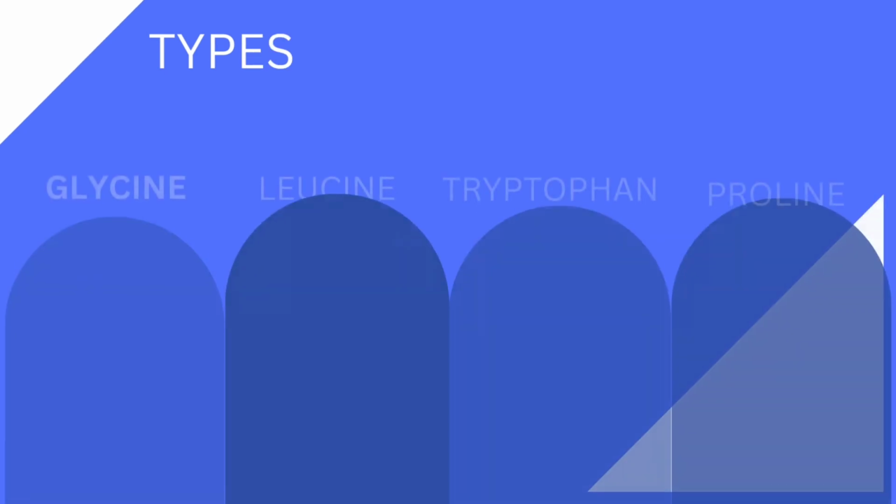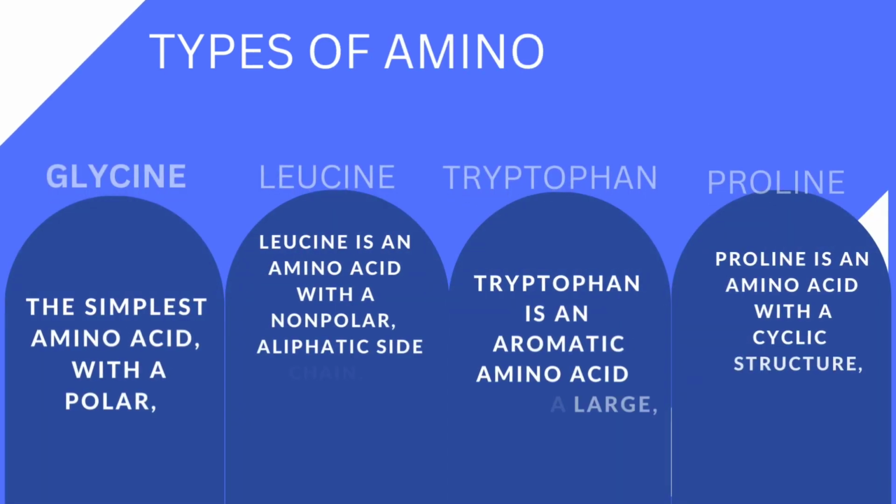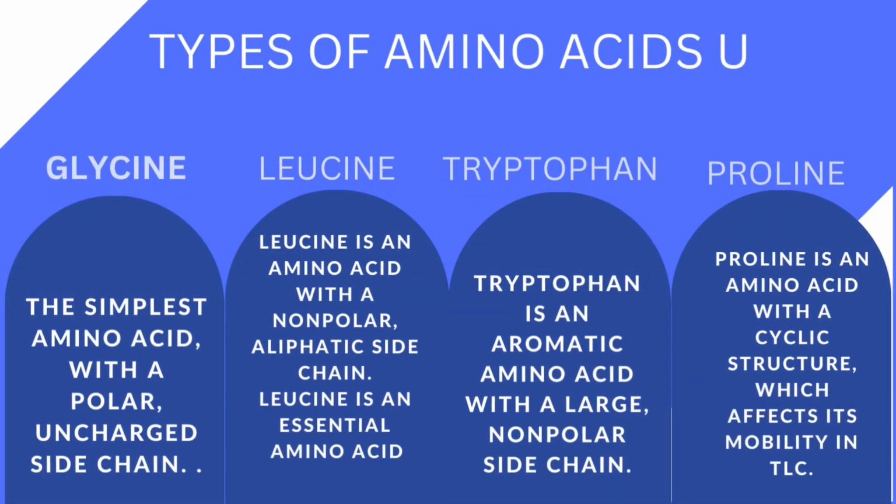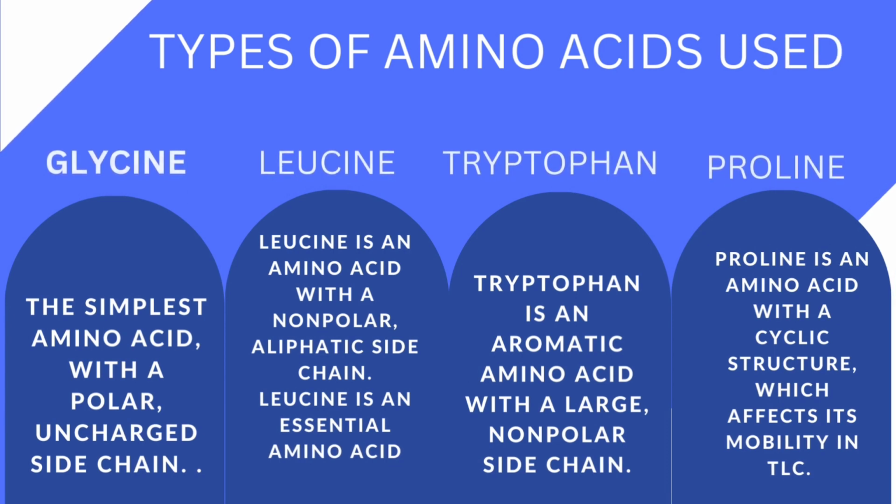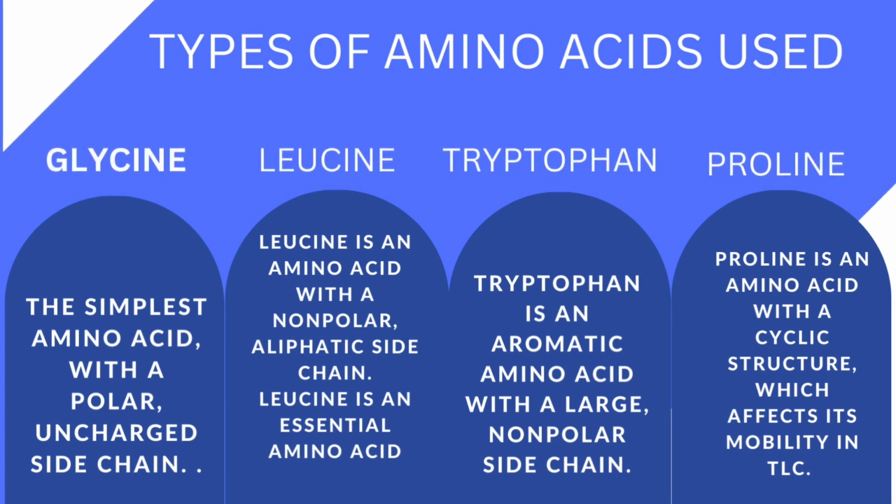Here in this experiment, we will be using four types of amino acids, which are glycine, leucine, tryptophan and proline. Along with this, a mixture of unknown amino acids will also be used, and after the completion of this experiment, we will be able to know which of the amino acids were present in the given mixture.